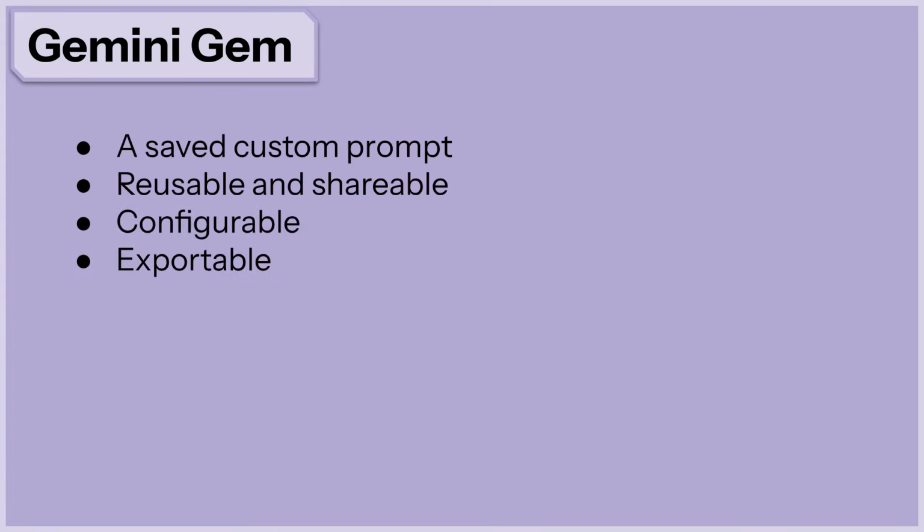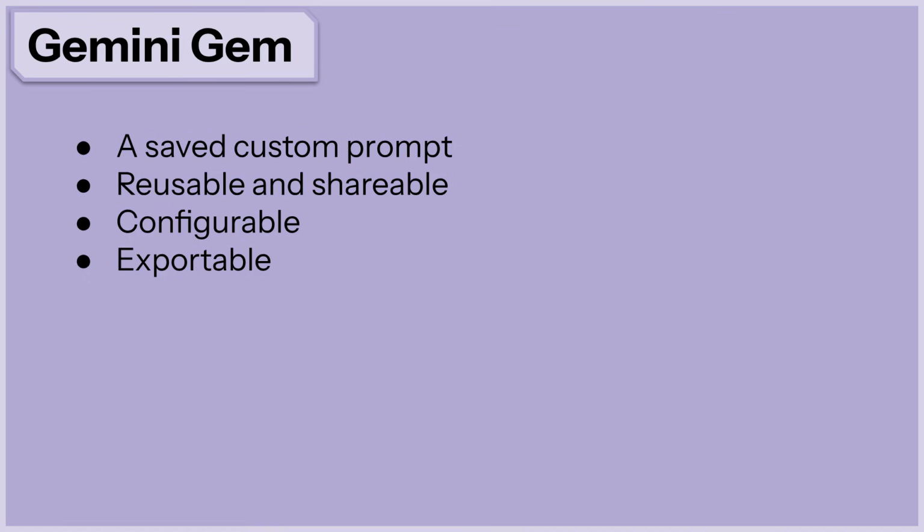If you're wondering, a gem isn't just a prompt. Think of it as a custom-built AI colleague that lives in your sidebar. You give it a role, a set of permanent rules called the prompt, and a specific output format. You build it once and it performs that specific task perfectly every time you call on it. Best of all, they are fully configurable, they can be shared with colleagues, and the content can be exported directly to Docs or Gmail or whatever you want.